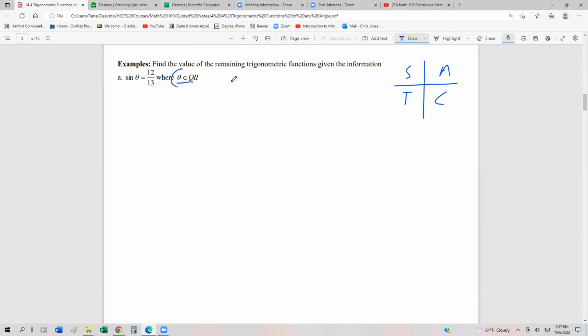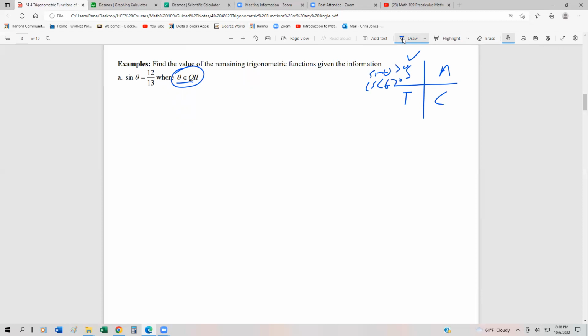Okay, so we're in quadrant 2, which means that the only functions that are going to be positive are going to be the sine function as well as the cosecant function. So the cosecant of theta and the sine of theta are going to be greater than 0 in this problem. Everything else is going to be less than 0.